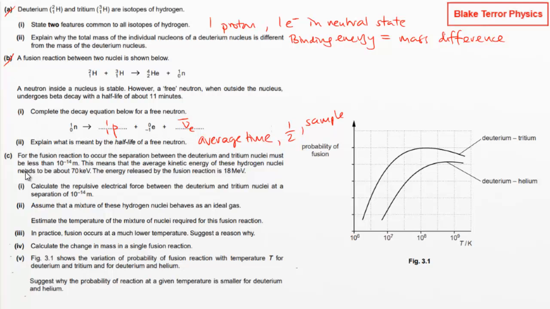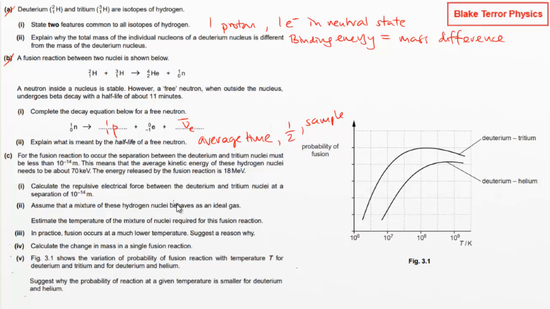C, for the fusion reaction to occur, the separation between deuterium and tritium nuclei must be less than 10 to the minus 14 meters. This means that the average kinetic energy of these hydrogen nuclei needs to be about 70 keV. Energy released is 18 MeV. So that's not bad, because we're getting extra energy out.